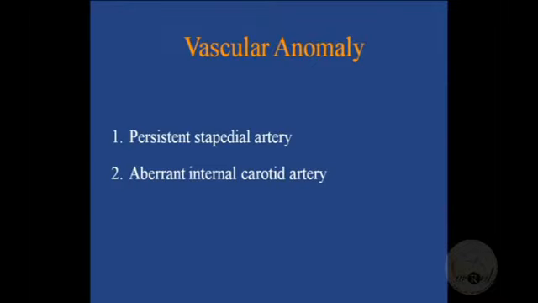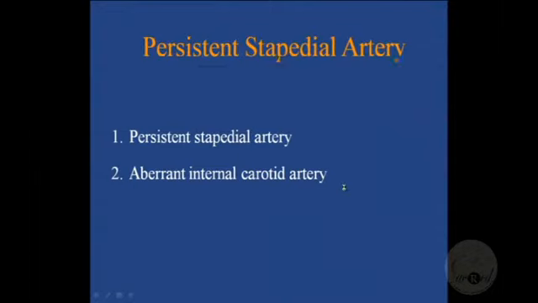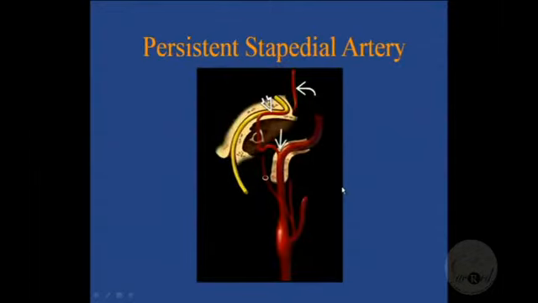Okay, so we finished the external ear, finished the middle ear. Now, before we move on to the inner ear structures, let's talk about the vascular anomalies, which can straddle both inner ear and middle ear. So, persistent stapedial artery and aberrant internal carotid arteries are the two entities which I want to talk about. So, persistent stapedial artery. This is the schematic representation. Let me explain this picture, take time, and then we'll look at the CT anatomy.